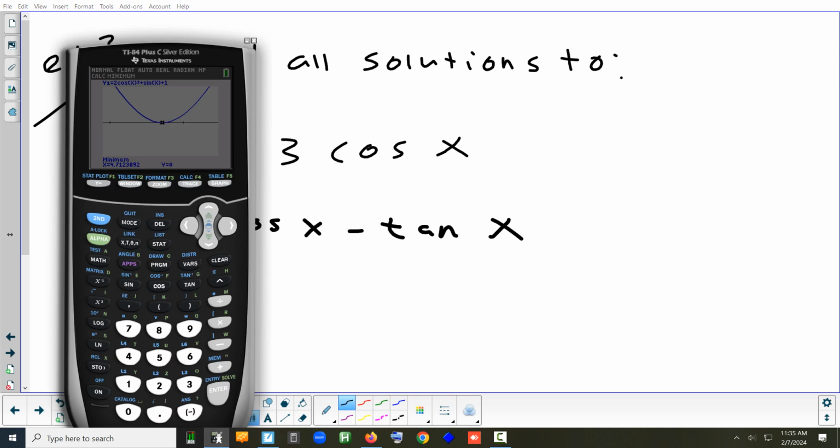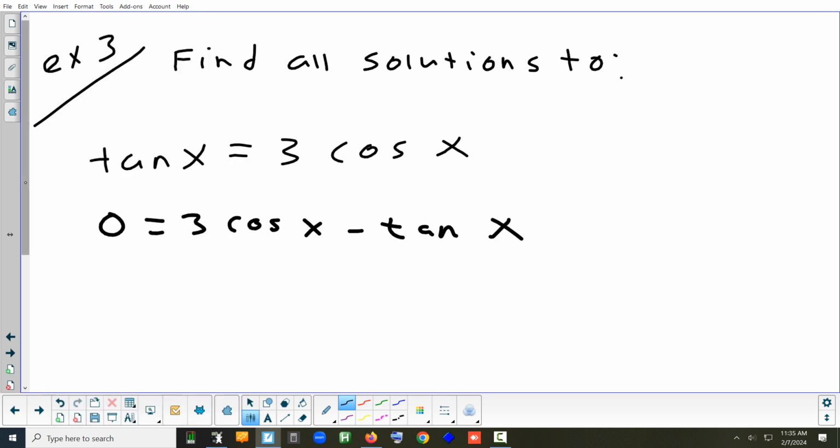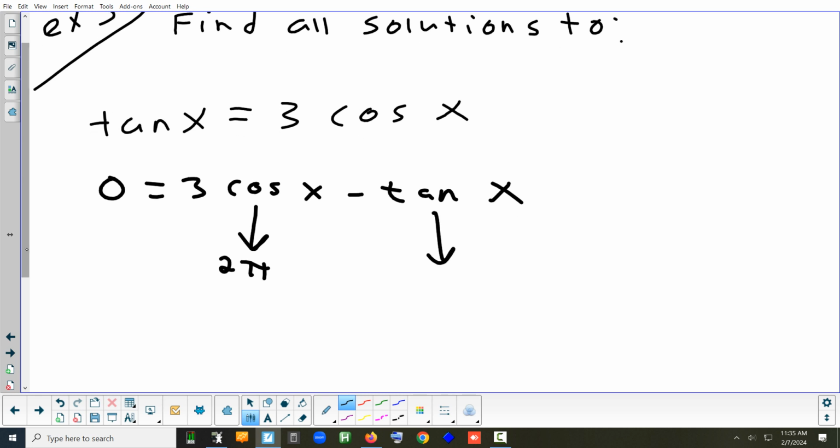All right, so let's graph 3 cosine x minus tan x. Actually, no, first I need a period. What's the period of cosine? Yeah, 2 pi. What's the period of tangent? Pi. What's the least common multiple? 2 pi. I think it's 2 pi for almost every problem we do today. It doesn't have to be, but it just happens to be.